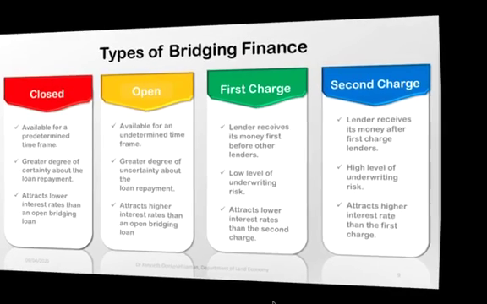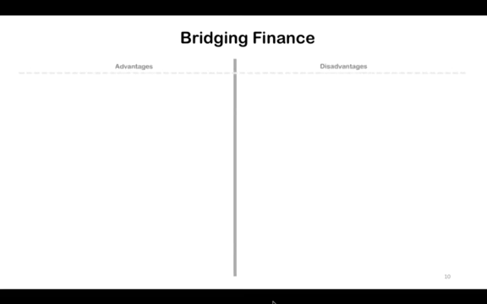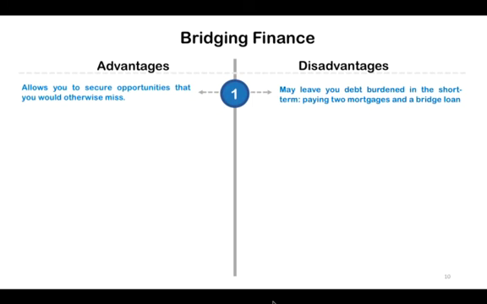Okay, so let's look at the advantages and disadvantages of bridging finance. We can look at least 4 main advantages and disadvantages of bridging finance. The very first one is that bridging finance allows you to secure opportunities that you would otherwise miss. The disadvantage is that bridging finance may leave you debt burdened in the short term. That is, some borrowers may find themselves paying 2 mortgages and a bridge loan at the same time. So that can be a serious situation to find yourself in.